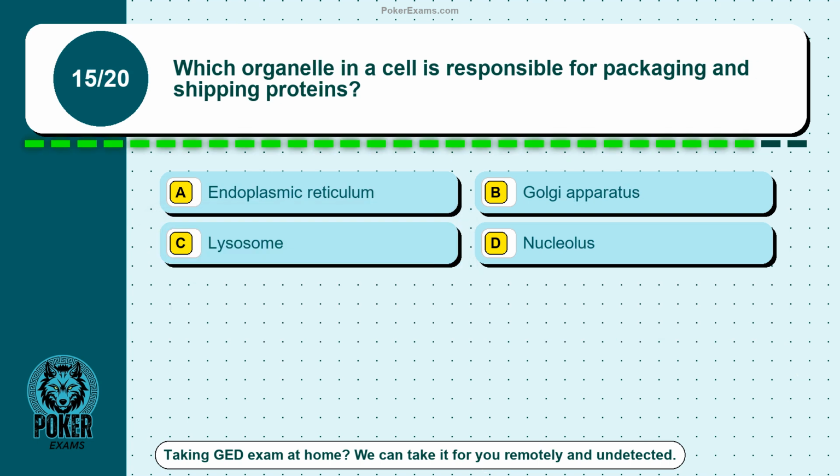Question 15. Which organelle in a cell is responsible for packaging and shipping proteins? Option A. Endoplasmic reticulum. Option B. Golgi apparatus. Option C. Lysosome. Option D. Nucleolus.